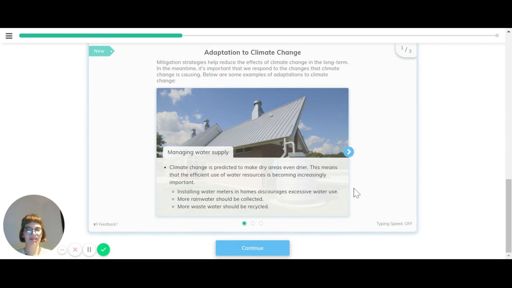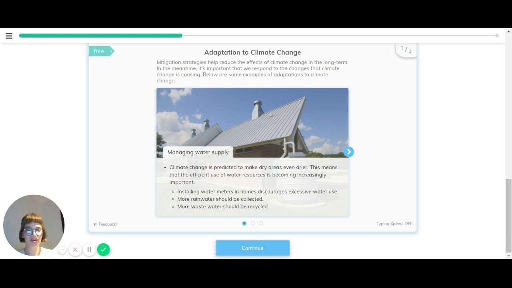Now let's take a look at adaptation strategies. So while mitigation strategies help reduce the effects of climate change in the long term, in the meantime it's important that we respond to the change that climate change is causing. So there are some different examples of adaptations to climate change, including managing water supply.